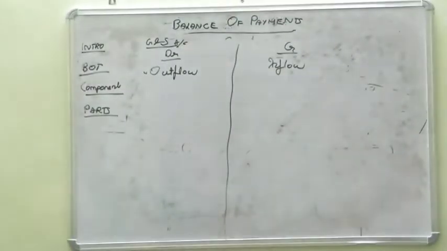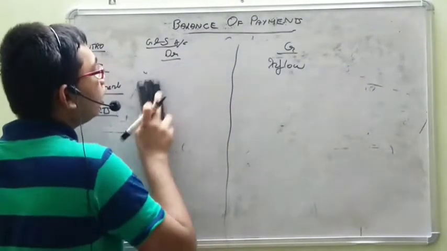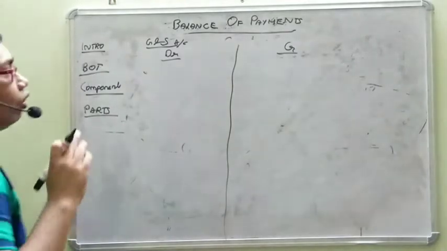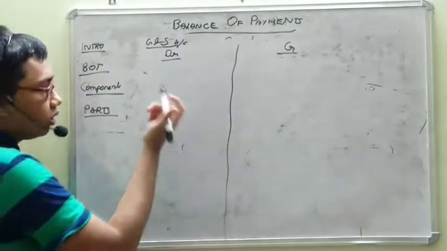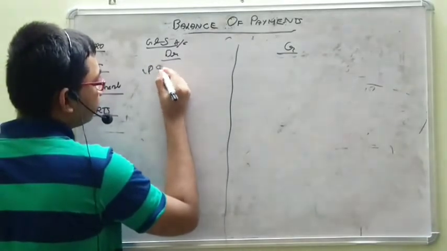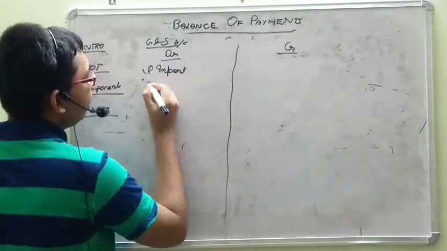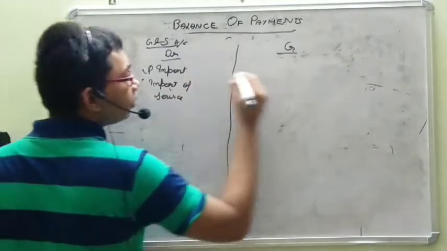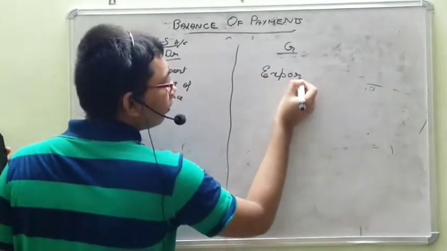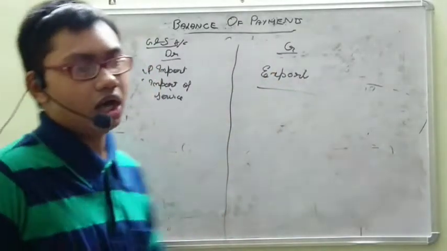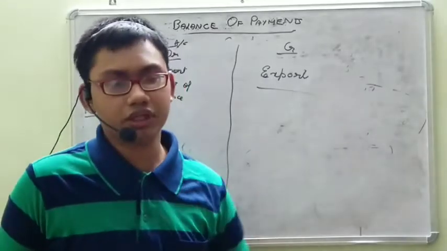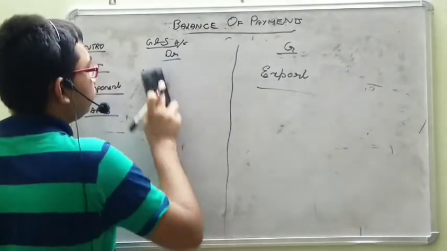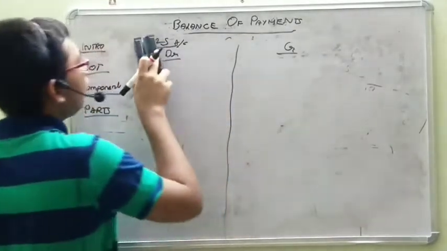Okay, so first we take the goods and services account. What will be the outflow? Purchase of goods or import of goods. Similarly, import of services. Here the credit side will include all exports, because only exports of goods and services are inflow of foreign exchange into our country. Imports of goods and services are outflow of foreign exchange from our country. So this is the first account, the goods and services account.